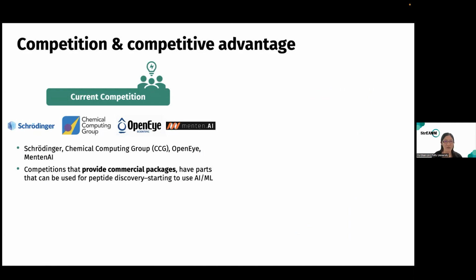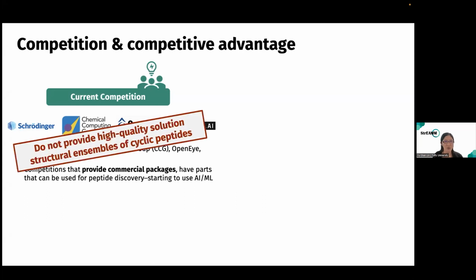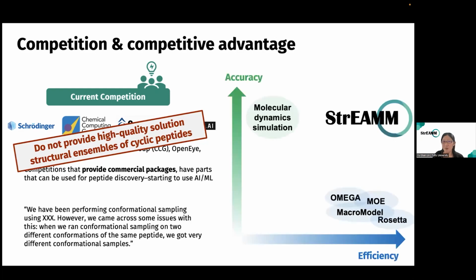There are, of course, people who are very interested in helping people develop cyclic peptides. So for example, Schrödinger, CCG, OpenEye, they all have computational suite that you can use for rational design. And what we found is that, well, they seem to work reasonably well for small molecules, but they do not provide high quality solution structure ensembles of cyclic peptides. For example, we have heard people say that, hey, they've been performing conformational sampling using some software. However, if they start with 2 different structures, the computer program gives them different results. So currently, the methods might be working well for small molecules, but they are unsuitable for peptides.